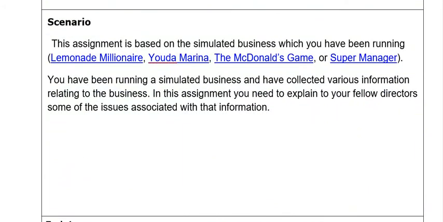So this assessment's based on the simulated business, which you can try yourself. These are links to the actual different games. So there's 4 different games there. I've not actually spent a lot of time on them myself, but basically they all have the same concept, which is you run a simulated business and you try and make as much profit as possible.